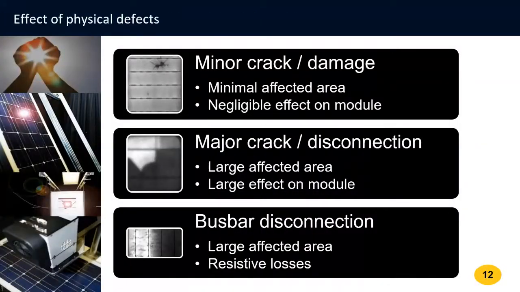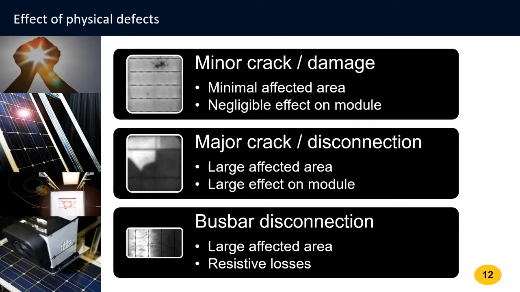Okay, so let's go on to some basic physical defects. In the first one, I show you a minor crack or minor damage. This was actually due to thermal stress in this module because it was put in a climate chamber and had a very rapid change in temperature. You can see there's a minimal area that is affected and should have a negligible effect on the module as a whole, at least in terms of power output.